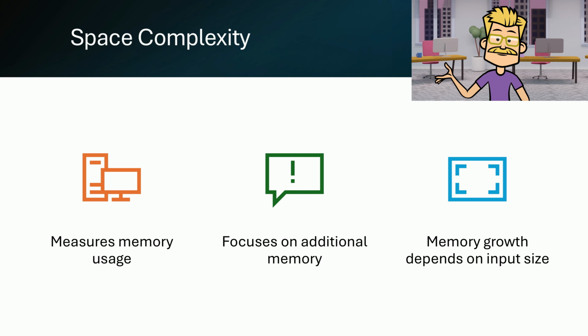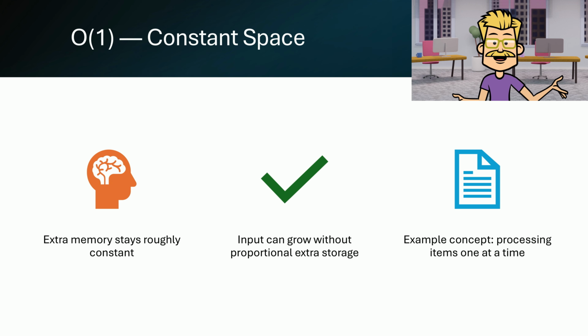Now let's discuss space complexity. Space complexity measures how much memory a program uses as the input size grows. Think of memory as storage space. Let's say you receive a list containing 1 million numbers. If you simply read the numbers one at a time, you don't need much extra memory. Your space complexity might be O(1), also called constant space. Constant space means memory usage stays roughly the same regardless of input size.